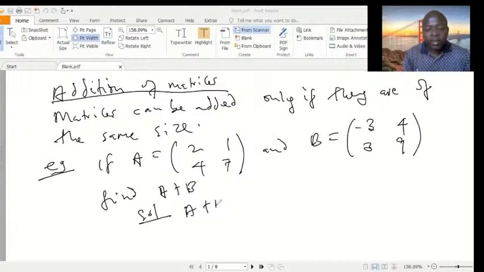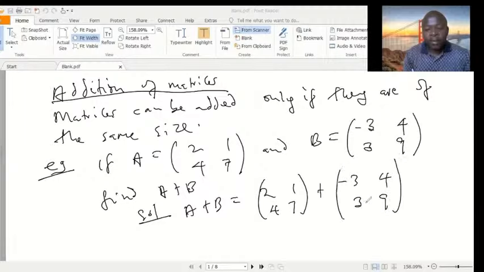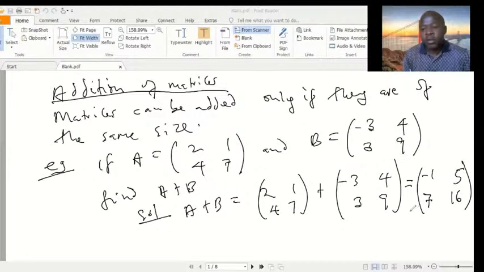A plus B would just be [2, 1; 4, 7] plus [-3, 4; 3, 9]. When you do this, you add the corresponding entries. 2 plus -3 gives us -1. 1 plus 4 gives us 5. 4 plus 3 gives us 7. 7 plus 9 gives us 16. So we've added these two matrices. And you've noticed that these two matrices were of the same size, and so it was easy for us to add them.